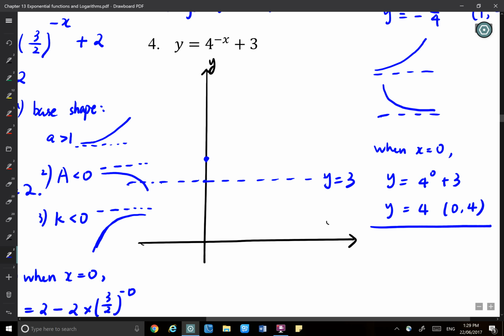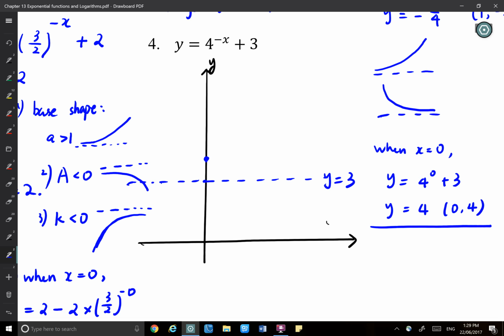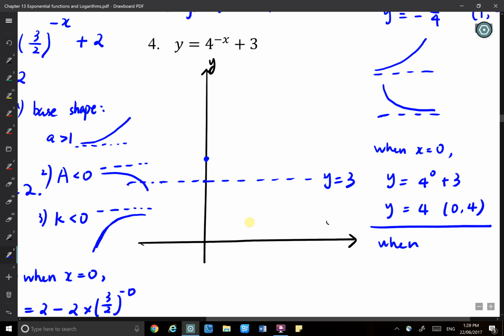Which point am I trying to find? I won't substitute x equals 1, although it seems quite easy. But have a think: if you substitute 1, 4 to the power of negative 1 is a quarter, and a quarter plus 3 is 3.25. I can't really find the exact value on the grid. So I will do negative 1.